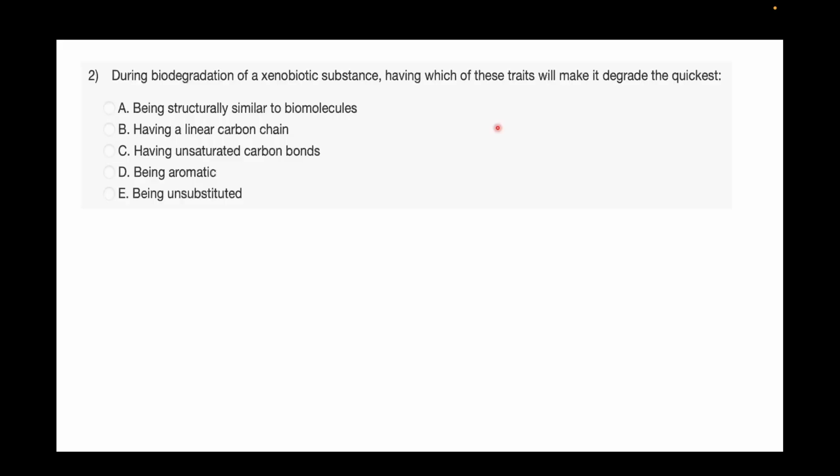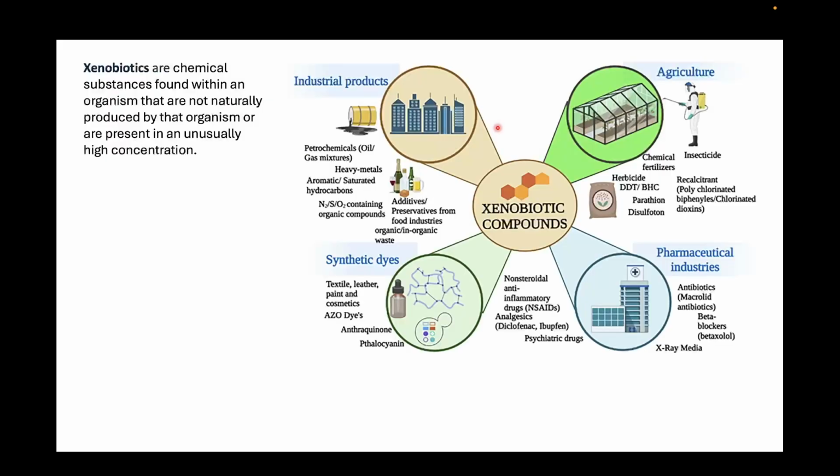During biodegradation of a xenobiotic substance, which of these traits will make it degrade the quickest? The correct answer to this question is option A. Being structurally similar to a biomolecule will enhance its degradation. Whereas we know that a xenobiotic substance is not a biomolecule, right? A xenobiotic is a chemical substance.